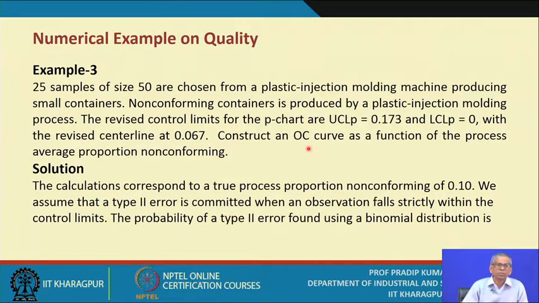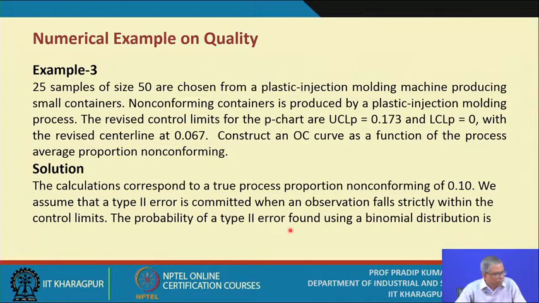OC curve, we have already mentioned that with respect to the control chart we refer to the OC curve, and the OC curve is considered as one of the performance measures of a control chart. The other performance measure is the ARL curve, average run length. So, now we need to construct the OC curve as a function of the process average proportion non-conforming. That is essentially a plot of beta versus the process parameter.